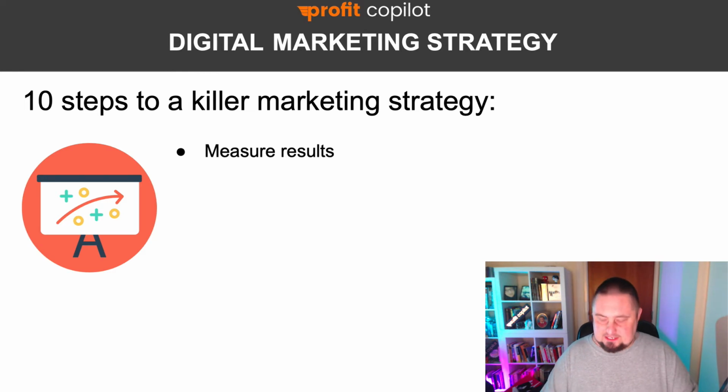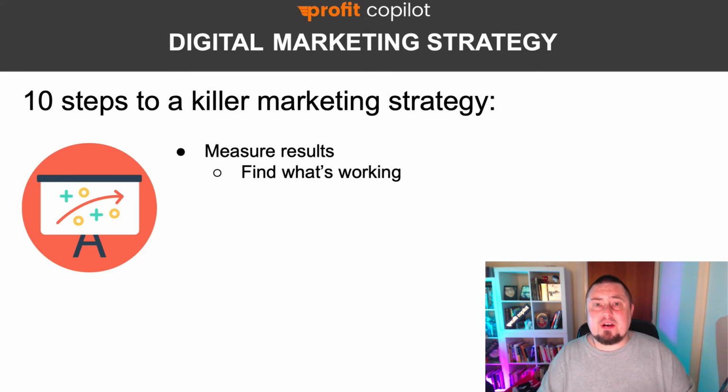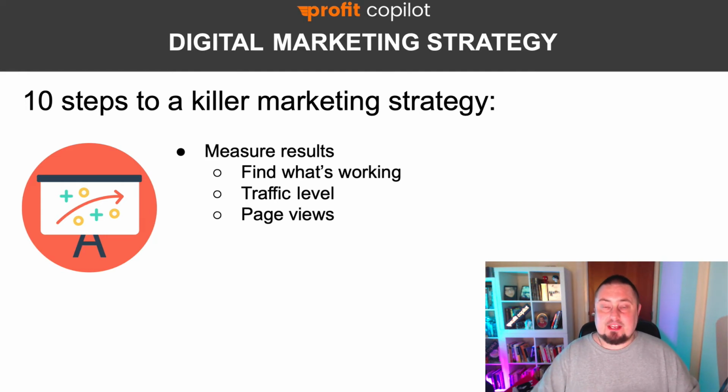So what do you need to pay attention to? You got to find out what's working. So this stuff should be pretty obvious. To find out what's working, you look at your traffic level, you look at your traffic sources and see which ones are performing best for you. Then you look at your page views, you look at which content is performing best. You have an idea of really what's working well for you.